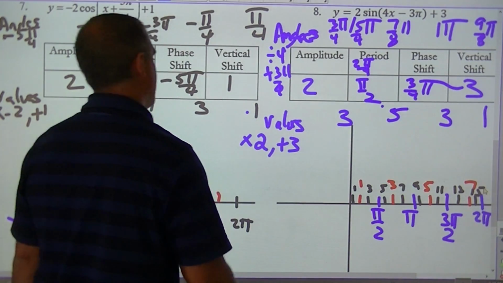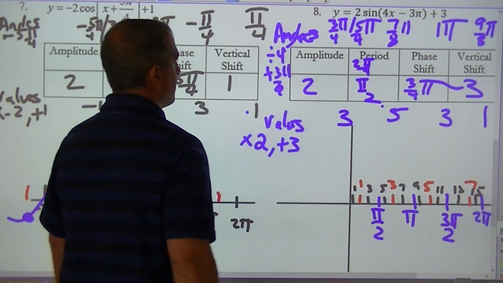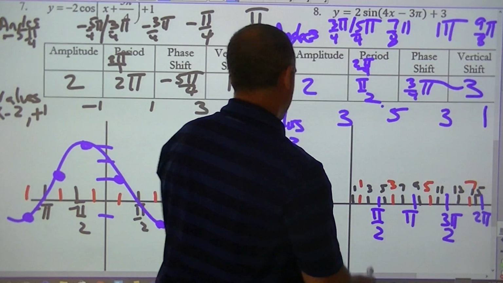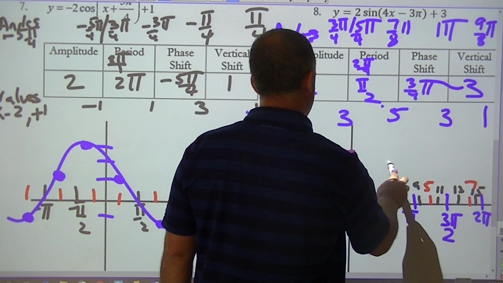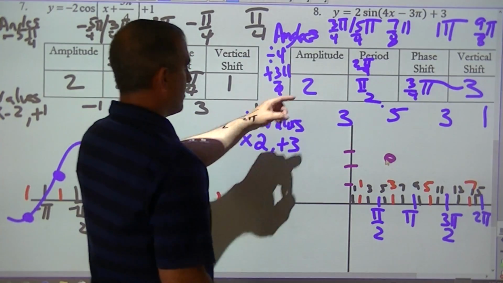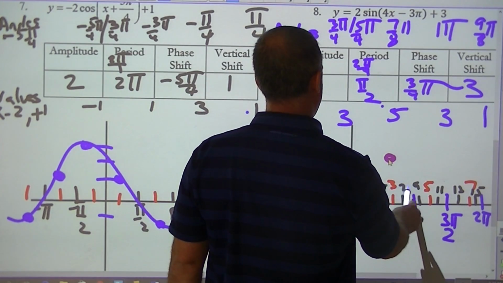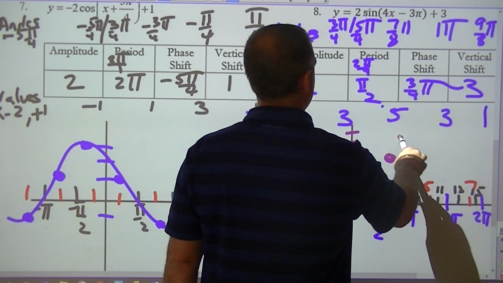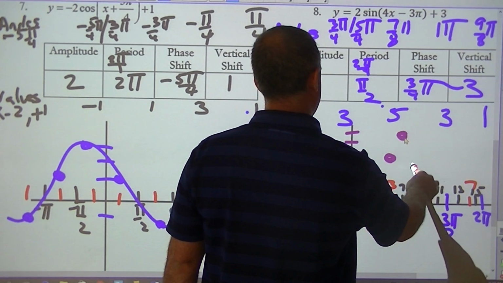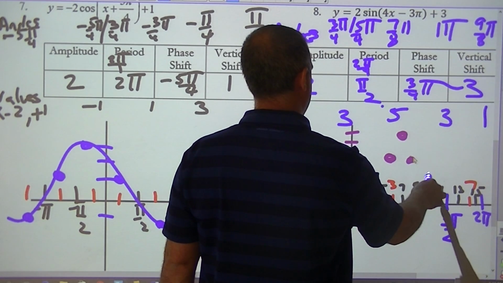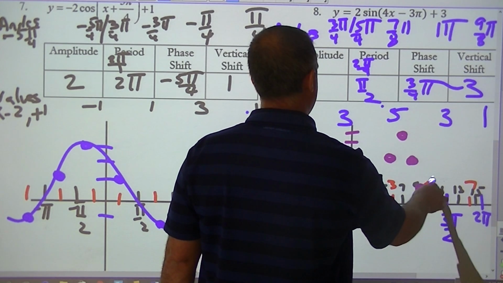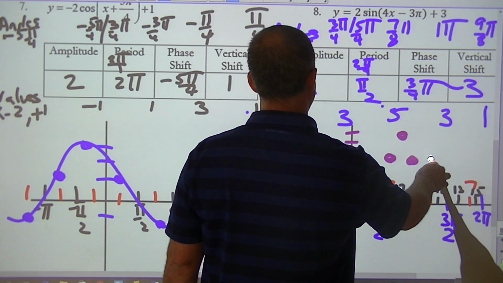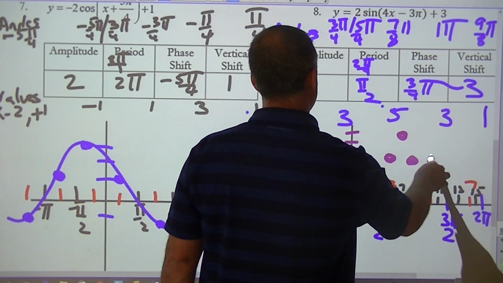Okay? So the points that I'm going to end up graphing, I'm graphing in purple. At 3/4, I'm going to graph 3. So 3/4 in red, 1, 2, 3. Then at 7/8, I want to graph 5. At 1 pi, I'm going to graph 3. At 9/8, I'm going to graph 1. And back at 5/4 pi, I'm going to graph 3. So this is what the graph looks like.